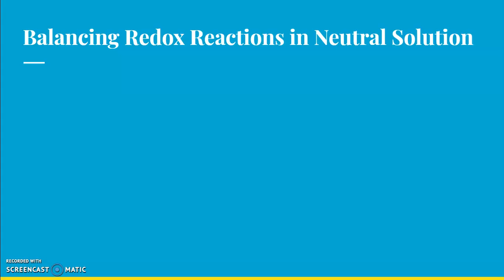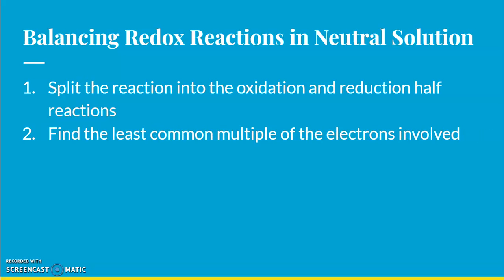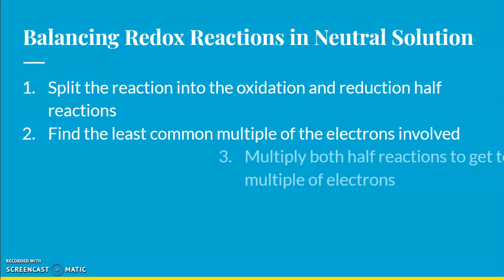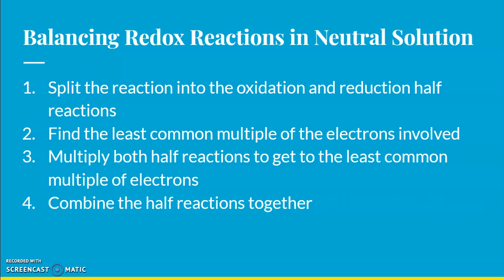So when you balance a neutral reaction, first you're going to split them into, again, the two different half reactions, the oxidation half and the reduction half. And then determine the least common multiple of electrons that are involved between the two half reactions. Multiply both half reactions as needed to get to that least common multiple. And then combine those two reactions together, and that'll give you a complete reaction.